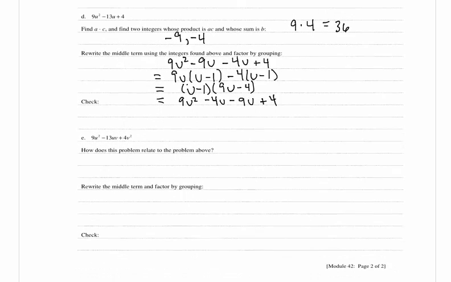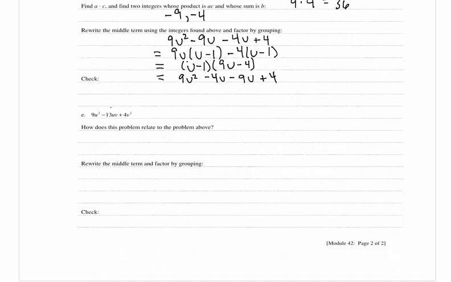In E, we have 9u squared minus 13uv plus 4v squared. And it says, how does this problem relate to the problem above? If you look at the coefficients, they're the same. And the one thing that we can notice that's different is now we have two variables. So the coefficients were the same, but now we have a v included. So we have two variables.